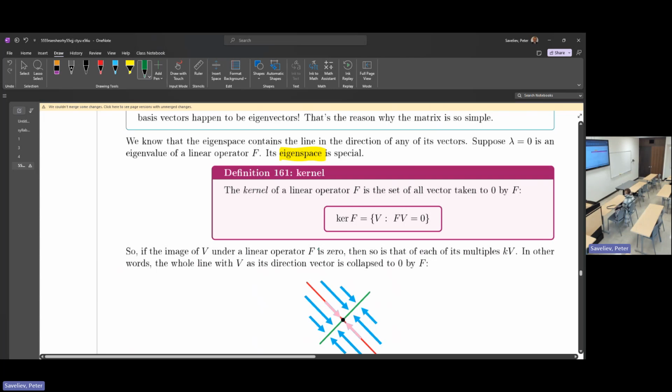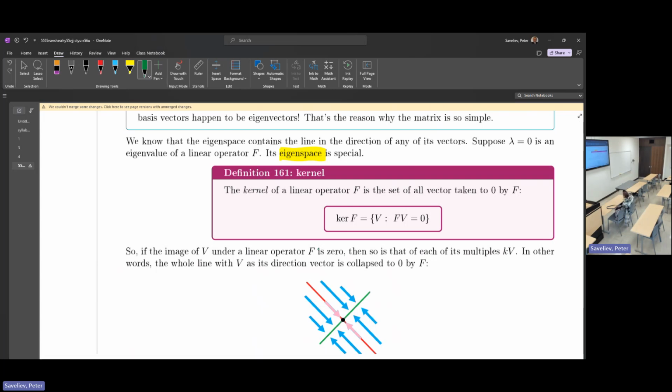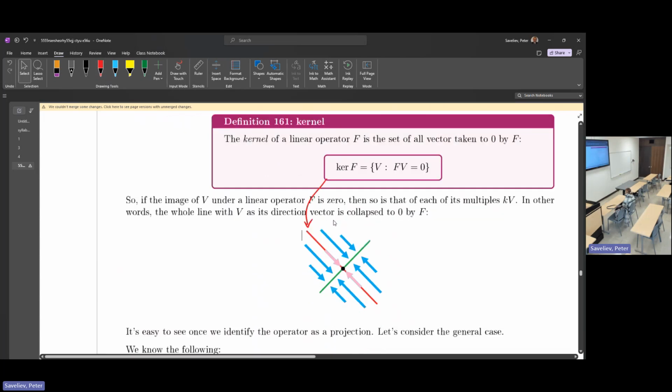So once again, if we have a projection, then one of the lines happens to be perpendicular to what everything is being collapsed onto. That line collapses to 0 particularly. And that red line is our eigenspace, and it is a subspace. So what is crucial to understand here is that the kernel is a subspace. Subspace, remember what a subspace is?